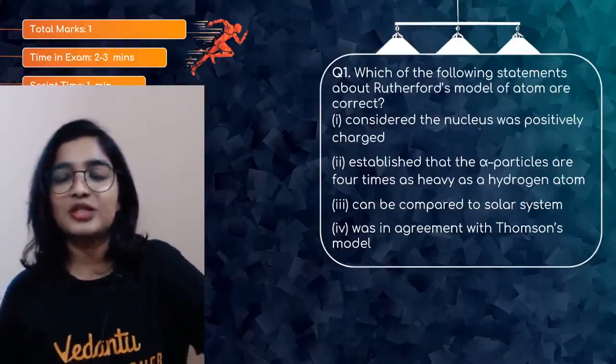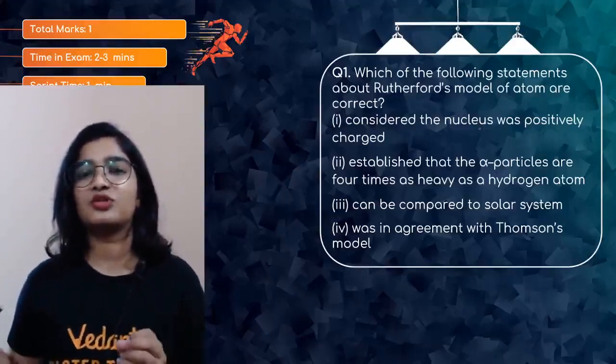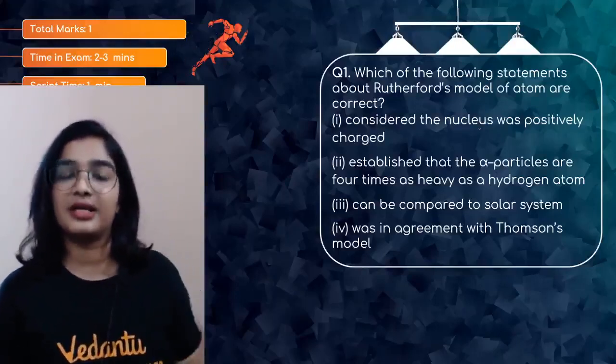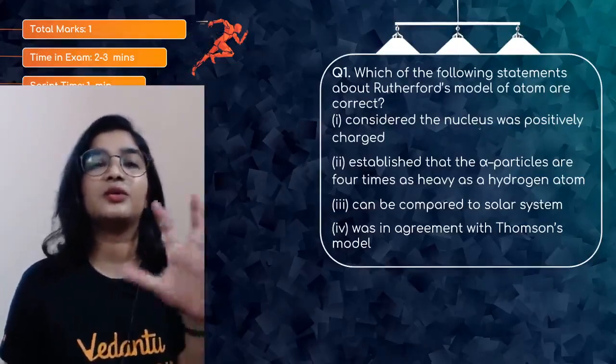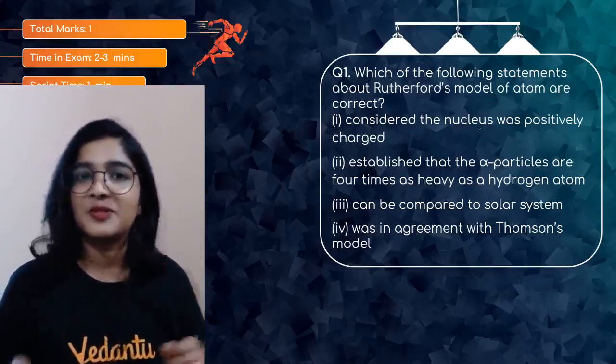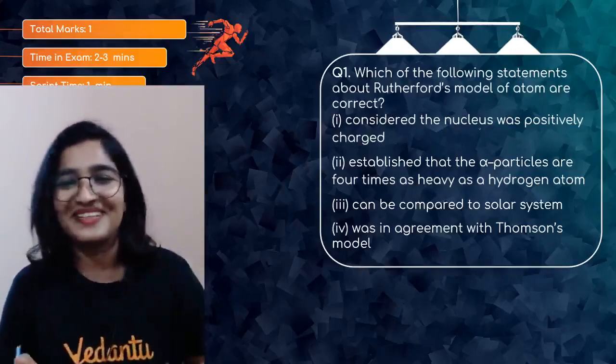This is the first question. Which of the following statements about Rutherford's model of an atom are correct? Total marks is 1. In the examination you will get around 2 to 3 minutes, but in the sprint you'll get only 1 minute.